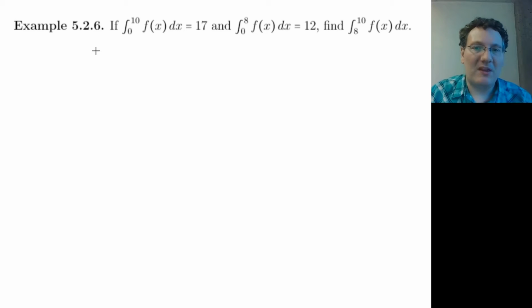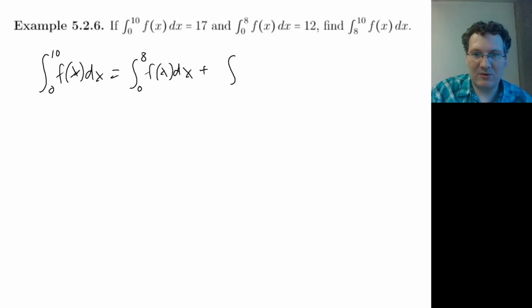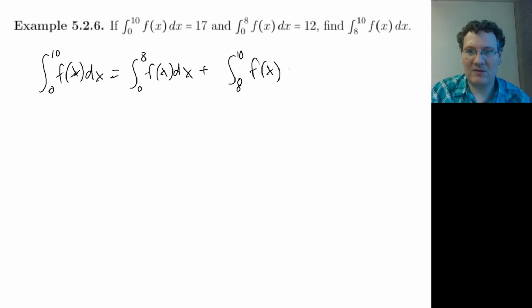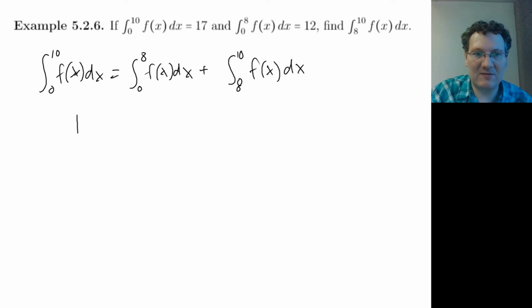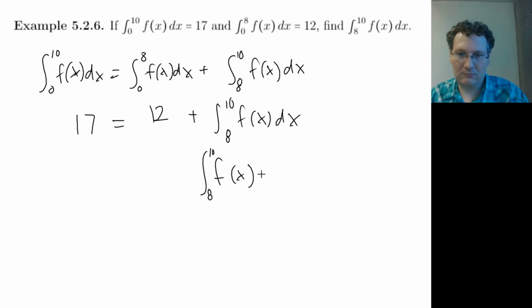All right, now let's suppose you don't know anything about this function f of x, but we do know that the integral from 0 to 10 is 17. We know the integral from 0 to 8 is 12. Now we want to find the integral from 8 to 10. Well, the integral of f of x from 0 to 10 is the integral from 0 to 8 plus the integral from 8 to 10, using the last property that we looked at. If the first integral is 17 and the next is 12, the integral from 8 to 10 is the missing part, and it's simple enough to find that it must equal 5, right?